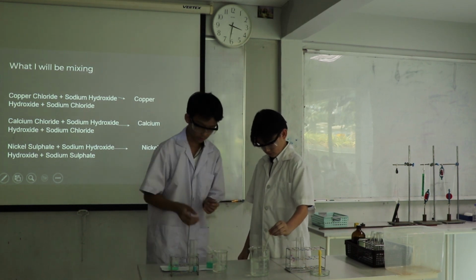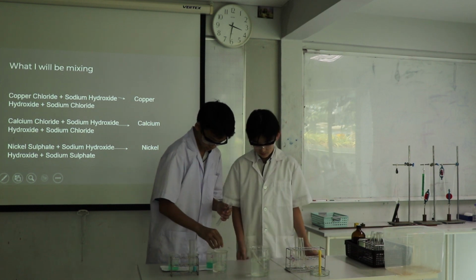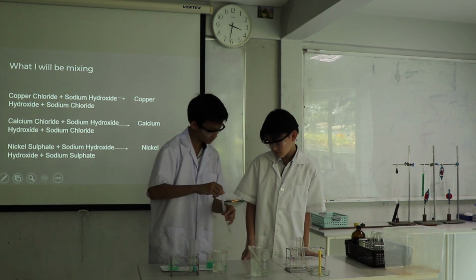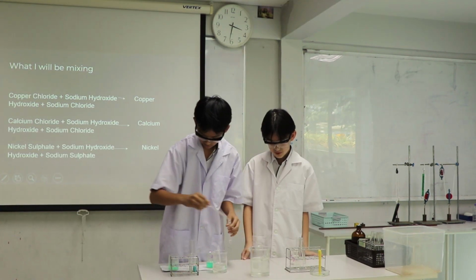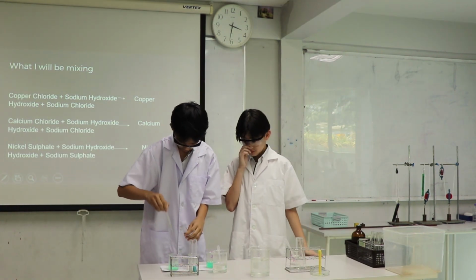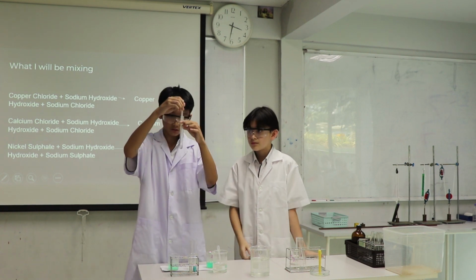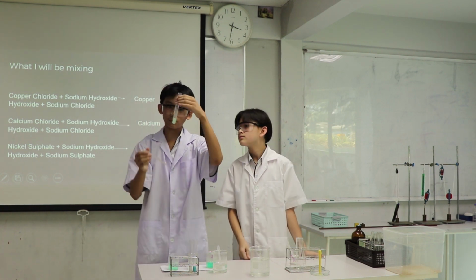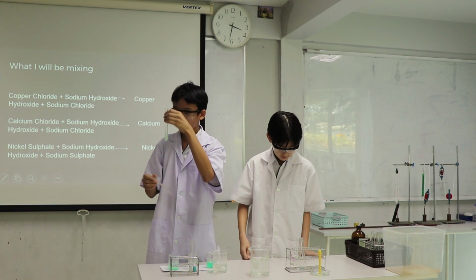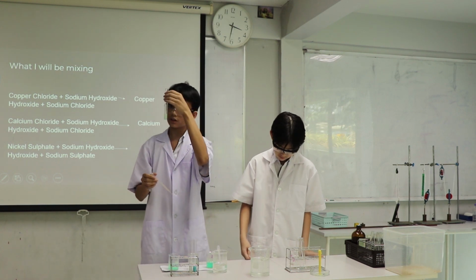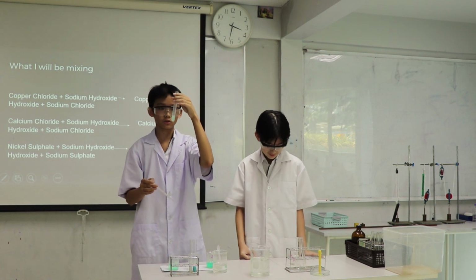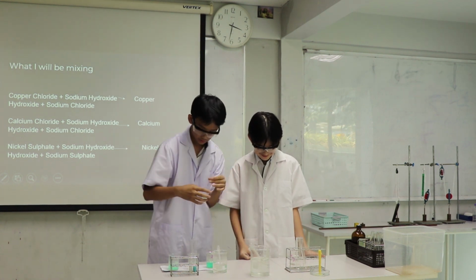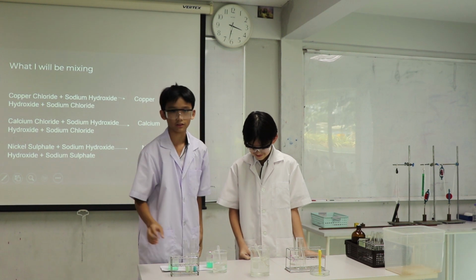Now for the final one, we're adding sodium hydroxide with nickel sulfate. It makes this lime green color, and that also has a solid in there, which is the precipitate, and the precipitate is nickel hydroxide. That is all I have to show.